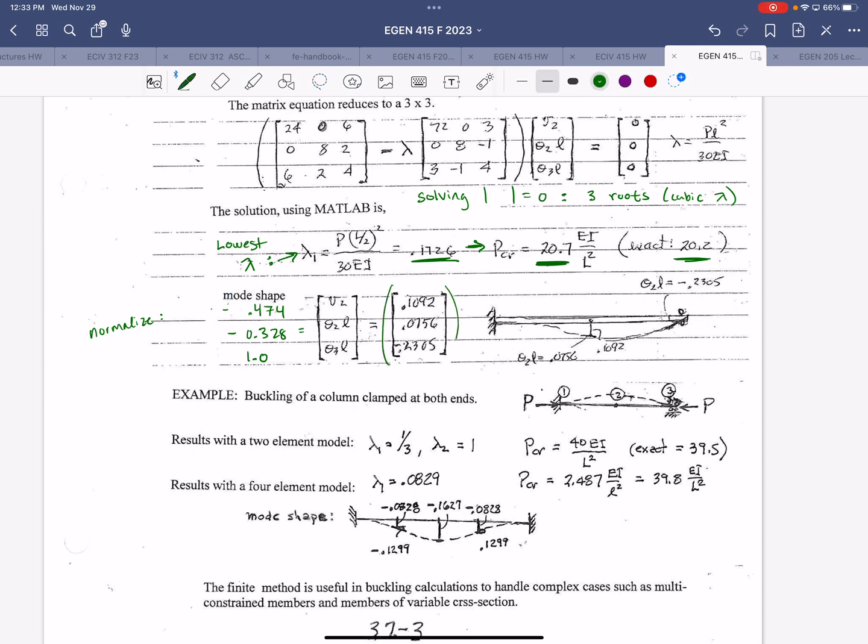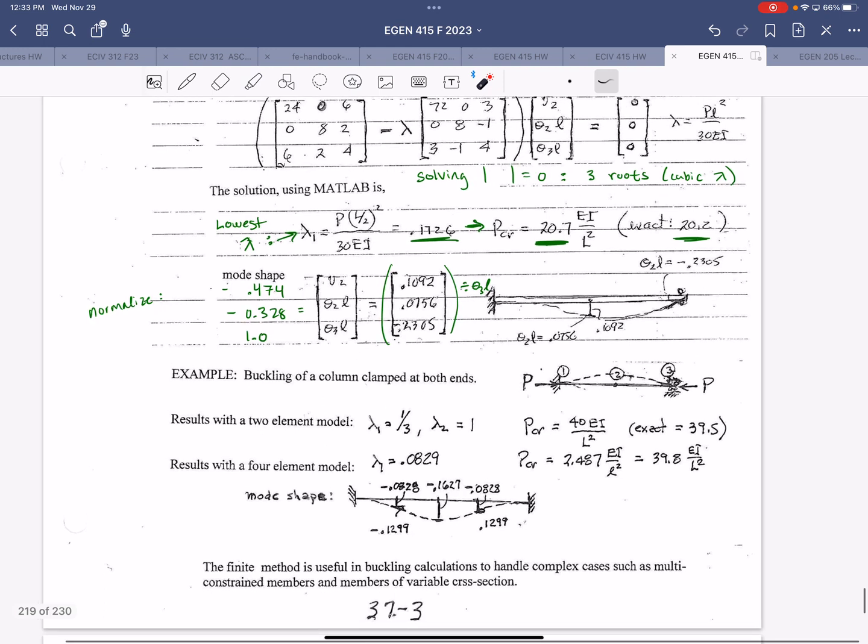All right, so that's just taking this and dividing it by theta 3L. And then interpreting the results, right? Of course, we have 0 slope and displacement at the fixed end, 0 displacement at the right end, and then a negative displacement value at node 2, a negative slope at node 2, and then a positive slope at node 3. And you can also sketch it this way and interpret the results with the reverse signs.